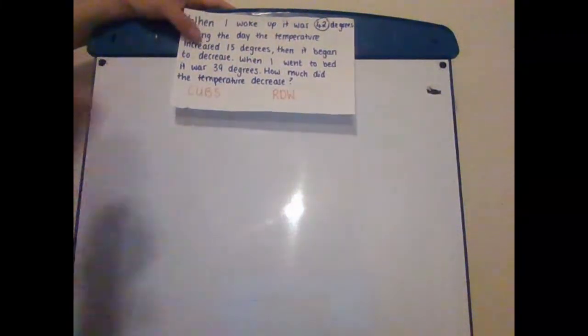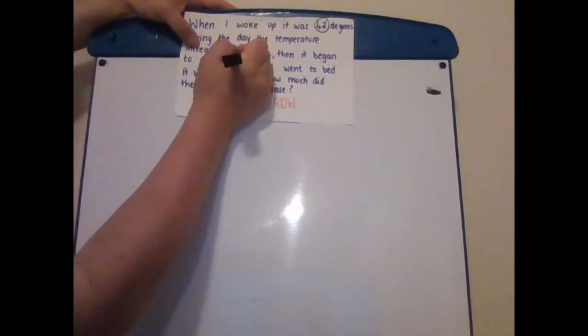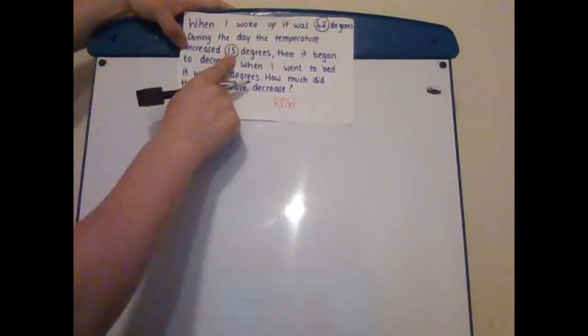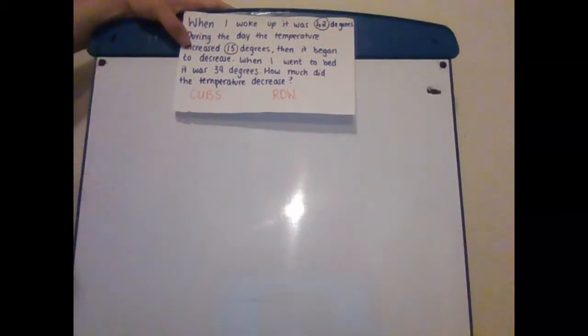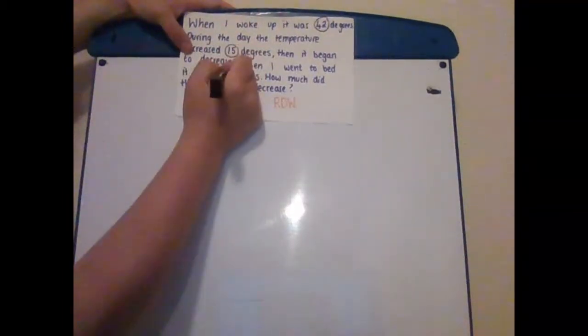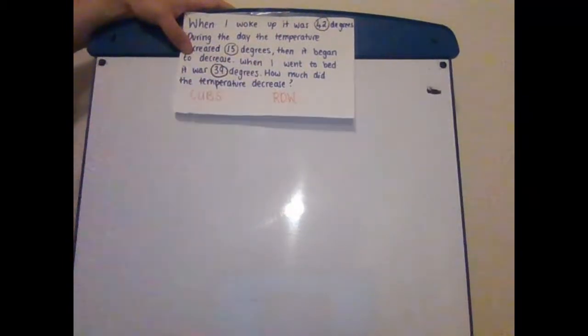During the day, the temperature increased 15 degrees. So increase means the temperature went up 15 degrees. Then it began to decrease, meaning it went down. When I went to bed, it was 39 degrees. How much did the temperature decrease?